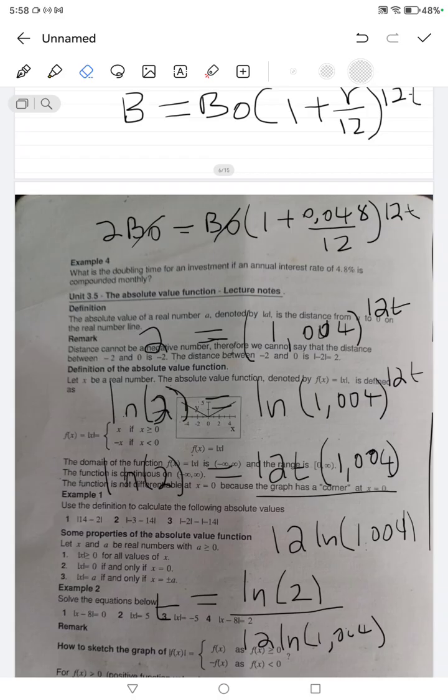Ln of 2 divided by 12 ln of... let me close the windows. The answer is 14.47. 14.47, which is correct. Yeah.